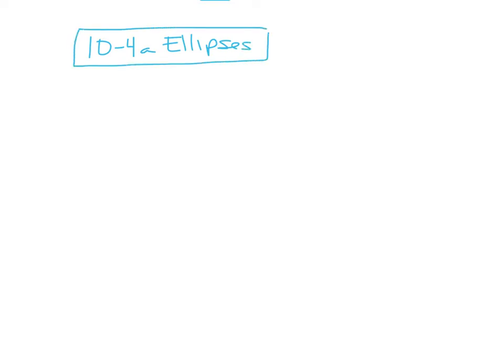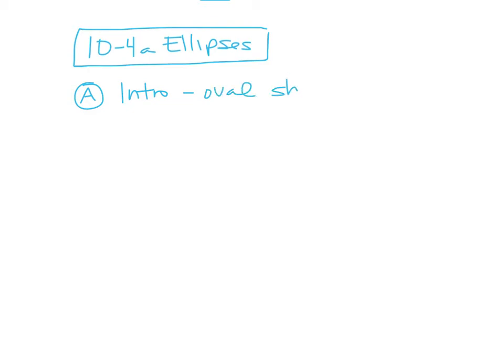Hey guys, we are halfway through our conic sections. Today we're going to do 10-4A, which is ellipses. I don't know if you know what an ellipse looks like or not, but an ellipse is just oval shaped. So we're going to do a little intro here, talk you through a little bit of ellipse stuff.